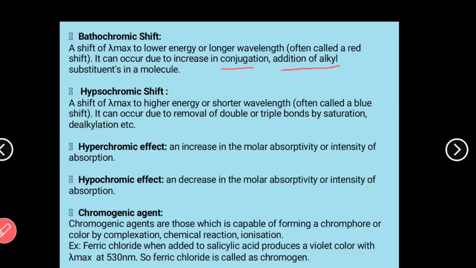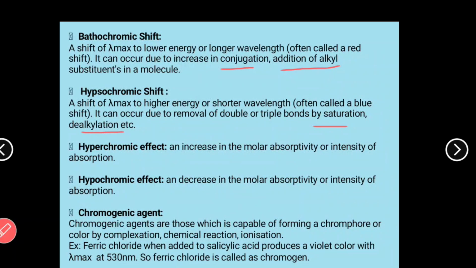Hypsochromic shift. A shift of lambda max to higher energy or shorter wavelengths is called hypsochromic shift, often called blue shift. It can occur due to removal of double or triple bonds by saturation or dealkylation.